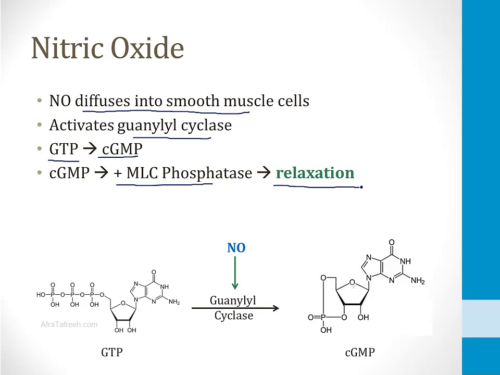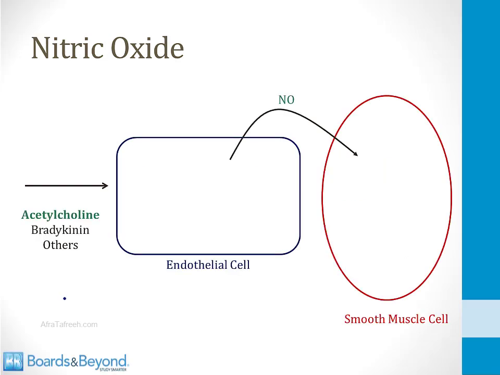So therefore, the net effect of nitric oxide, once made by endothelial cells, is to diffuse into smooth muscle cells and cause relaxation. Let me make a very high-yield point about nitric oxide. These substances, and in particular acetylcholine, work indirectly on smooth muscle cells through nitric oxide.